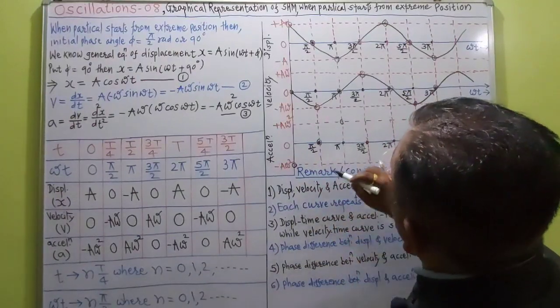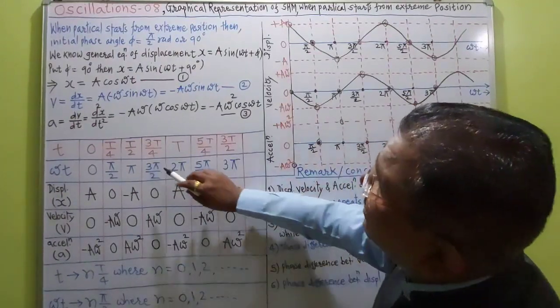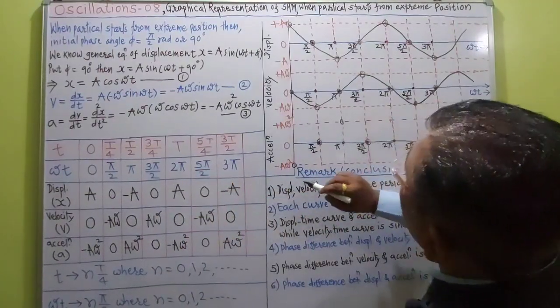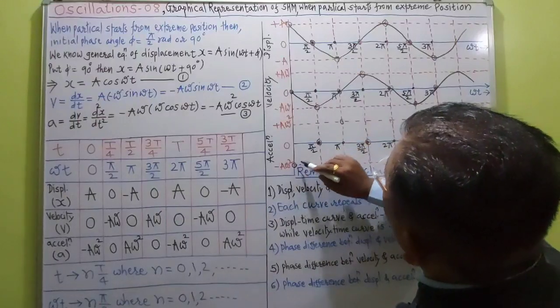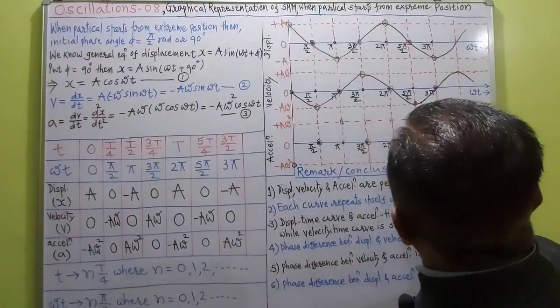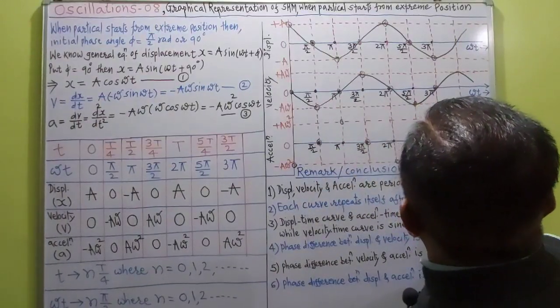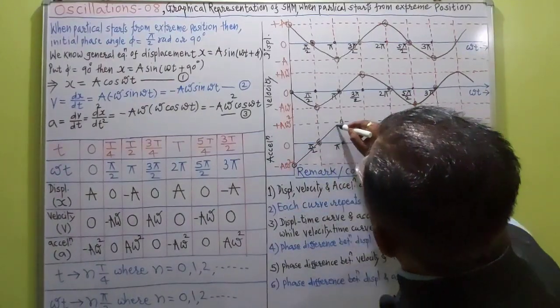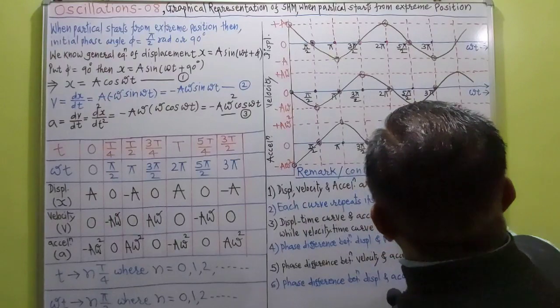Next, we get 3 pi by 2. When it is 3 pi by 2, acceleration is 0. The point is here. In this way the points should be like this. The next points should be here. And the nature of the graph is like this. See here, the nature of the graph is like this.